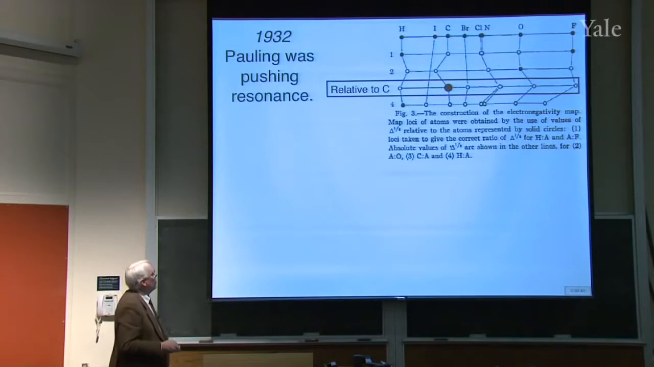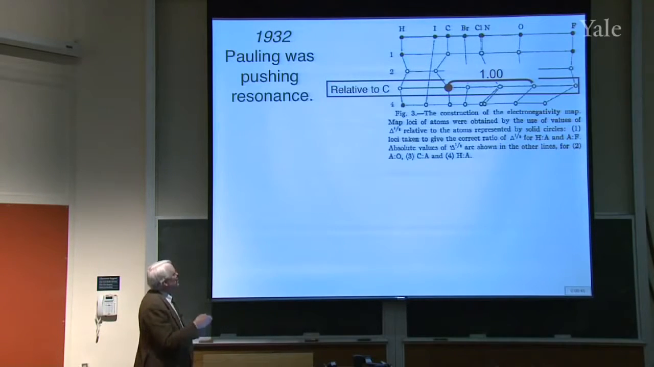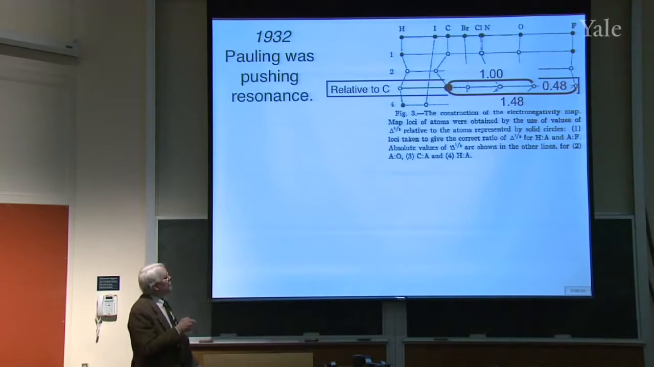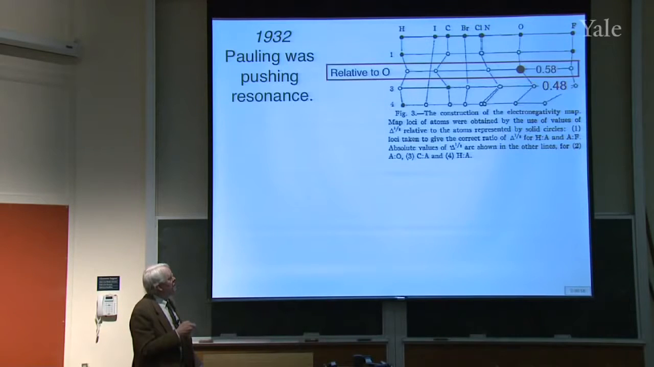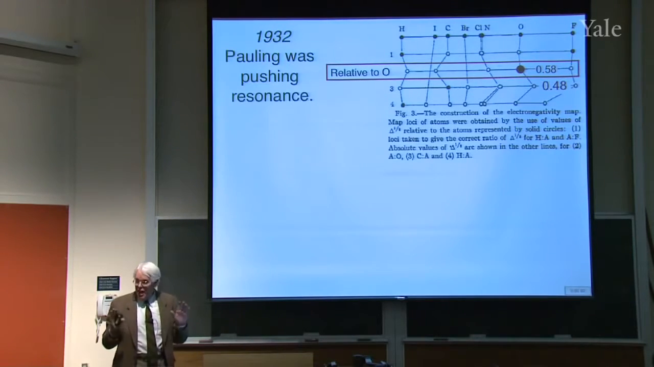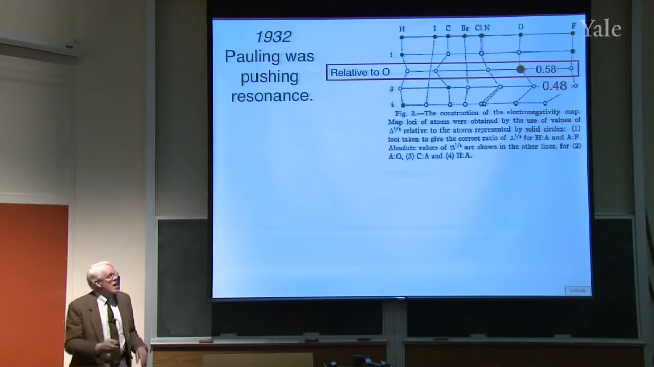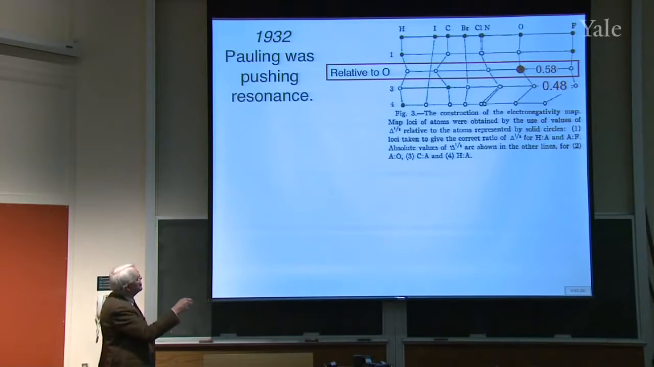So that's these other horizontal lines. Notice that in the case of carbon, the difference between carbon and oxygen is 1. The difference between carbon and fluorine is 1.48. And then the difference between oxygen and fluorine is 0.48. And experimentally, if you measure oxygen to fluorine, it is 0.58. It's not bad. Okay? So here are the others compared to oxygen for the OX bonds.